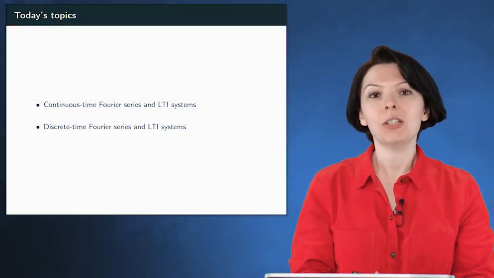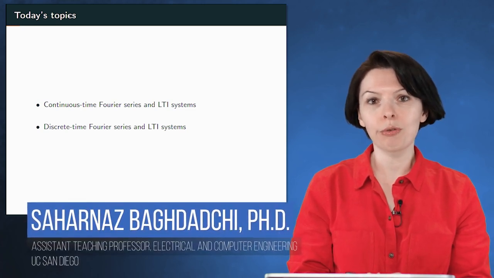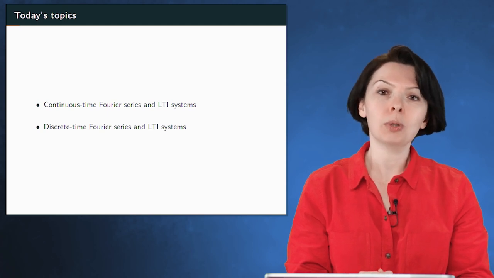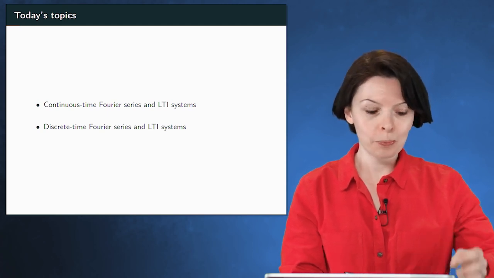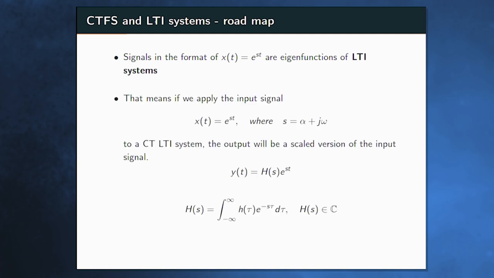Hello everyone, in today's lecture I'm going to explain how we can use continuous time Fourier series and discrete time Fourier series to find the output of LTI systems. Previously you saw that signals in the format of e to the st are eigenfunctions of LTI systems. That means if we apply the input signal e to the st to an LTI system, the output is going to be the scaled version of the input signal.